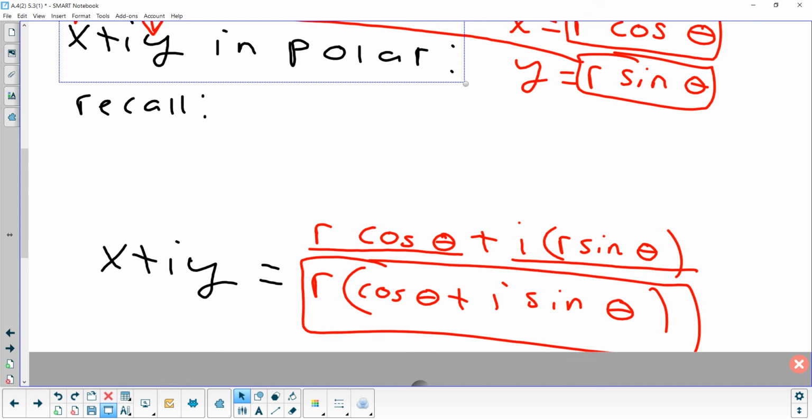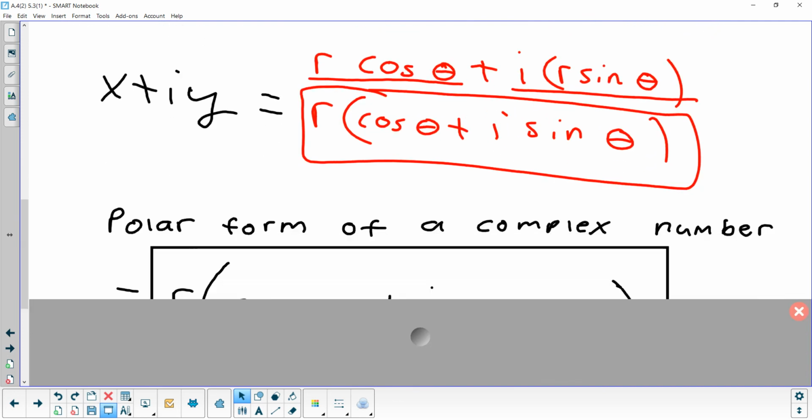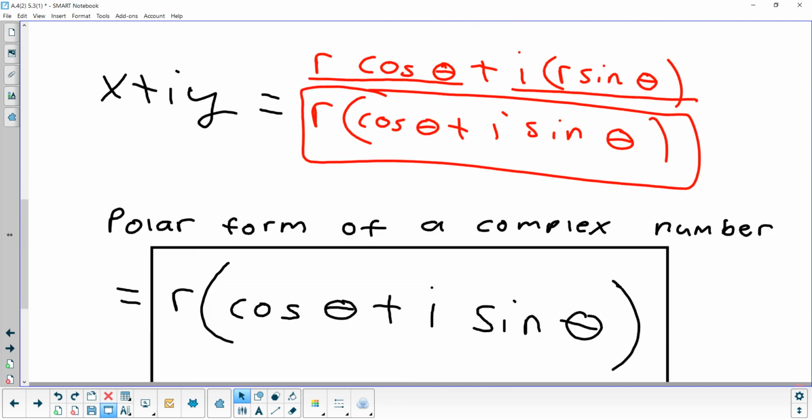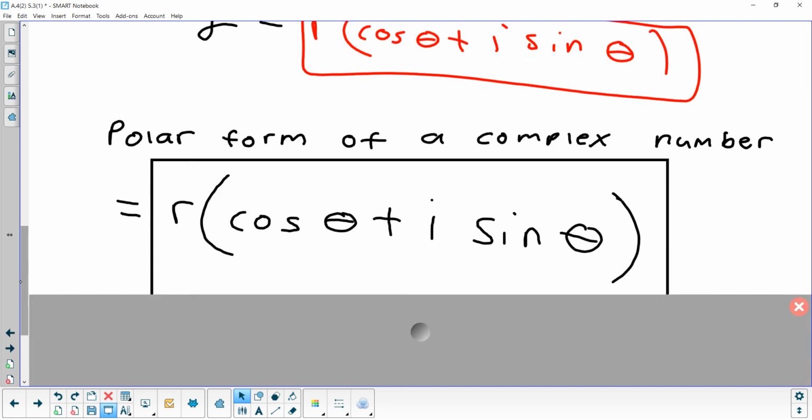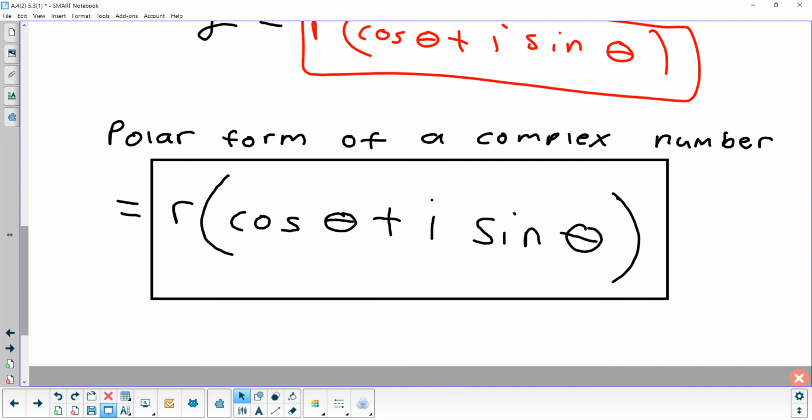You don't do that out. You leave your answer just like that. That's called the polar form of a complex number. How do you get R? Well, use Pythagorean theorem. That's the R squared equals x squared plus y squared. How do you get theta? That's the inverse tangent of y over x. If you're in quadrants 2 or 3, what did we say you have to add to the angle? Only if you're in quadrants 2 or 3.